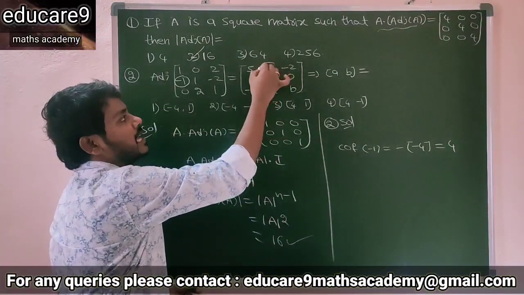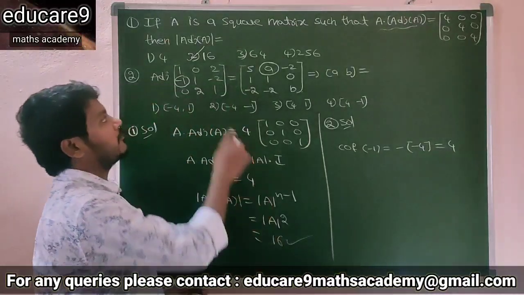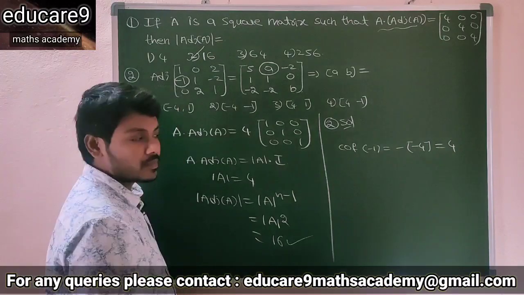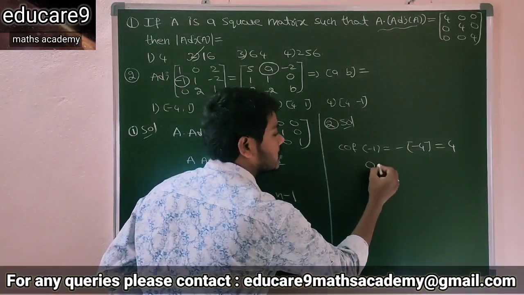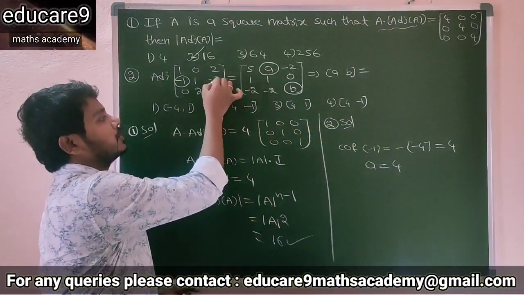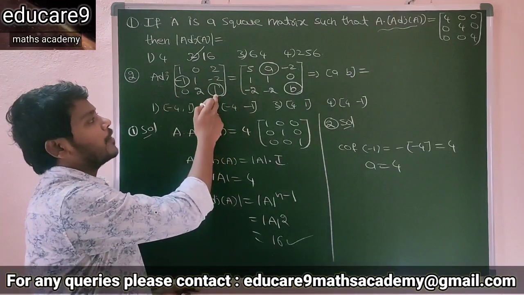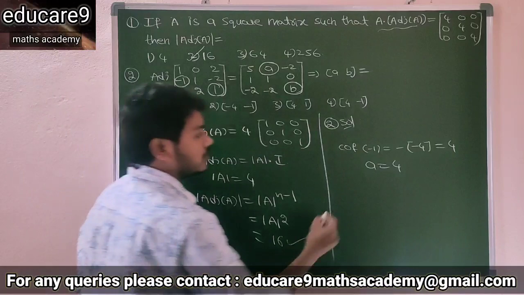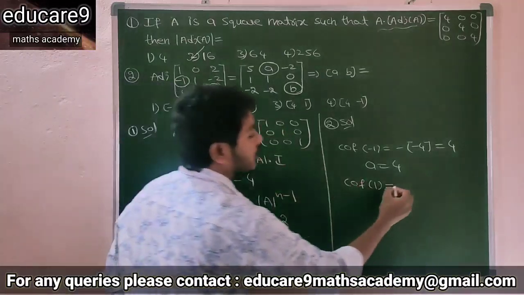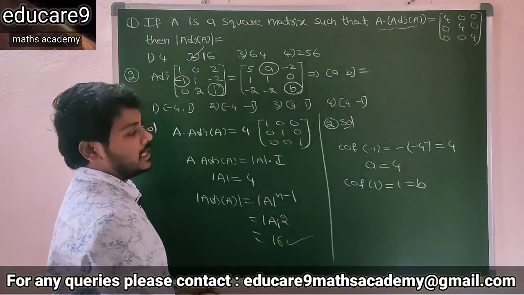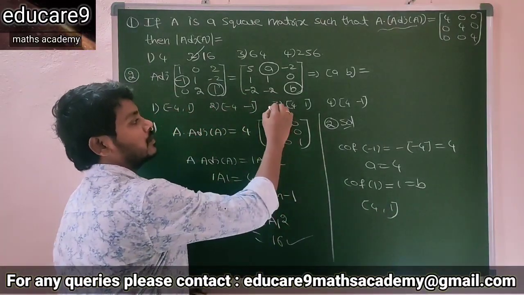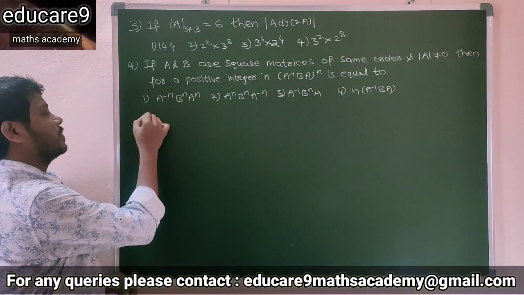So clearly what is the A value? A is 4, because the transpose of the cofactor is the adjoint of A. So therefore A is equal to 4. Next you need to find the last element. So this one. Find the cofactor of 1. So what you get? 1 minus 0. So the cofactor of 1 is equal to 1. That is B. So clearly A is 4, B is 1. So the closed interval is 4 comma 1. So option 3.